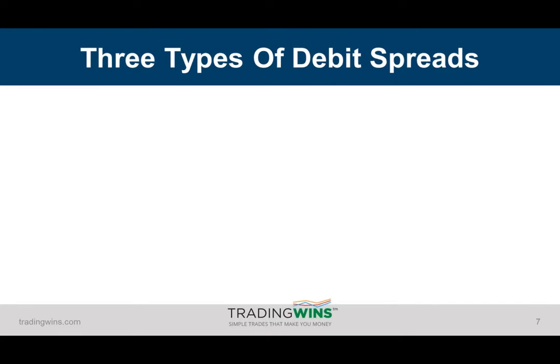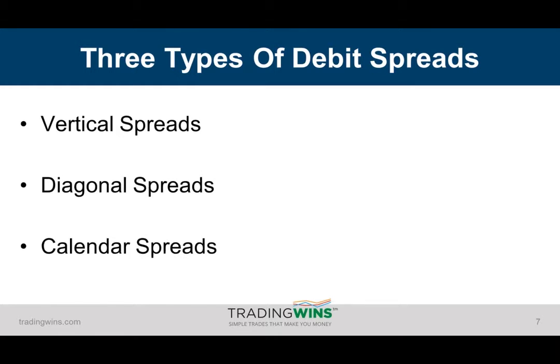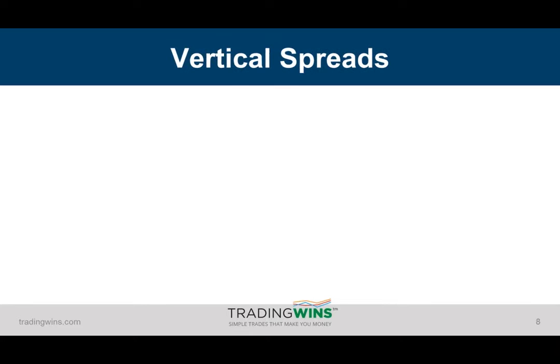So let's talk about debit spreads, okay? There's three types of debit spreads: vertical spreads, diagonal spreads, and calendar spreads, also known as horizontal spreads, okay? Now, in this presentation, I'm going to focus on one of those, even though when it comes to the examples, I'll give you examples of all three. But I really want to focus on the vertical spreads, okay?